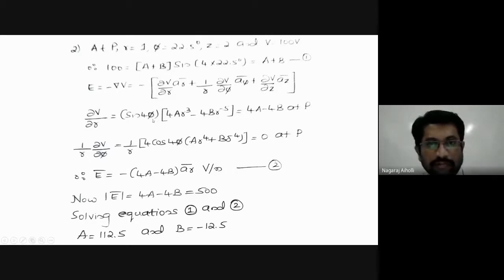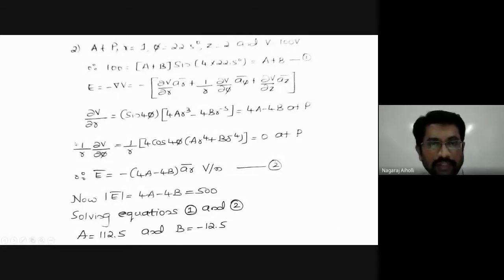φ is 22.5, R is 1. If we substitute that, we'll get sin of 4 into 22.5, that is sin 90, into 4A − 4B, because R is 1 again. It will be sin 4φ, that is sin 90 is 1, so 4A − 4B at the point P. That is ∂V/∂R.